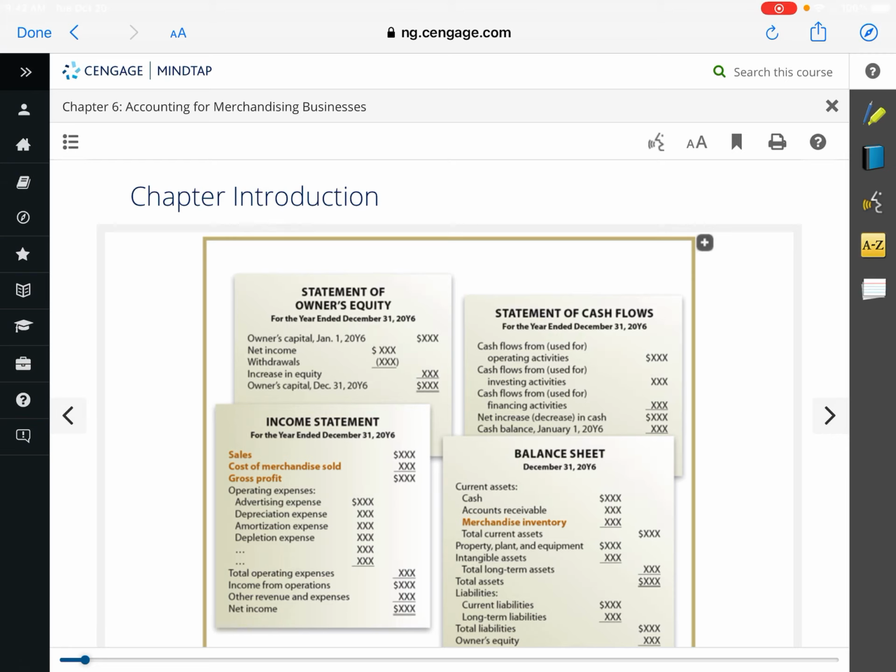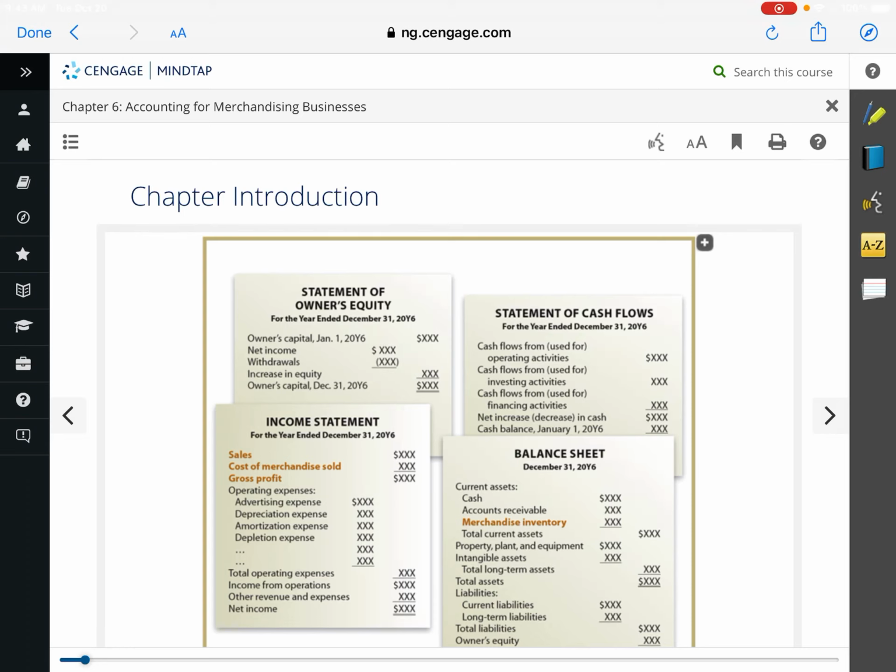In this chapter, we are moving into a merchandising business. Okay? So they are different than a service business. And we talked about a few of the differences in chapter 1 when we laid out service, merchandising, and manufacturing. We're going to pinpoint those a little bit as well today.